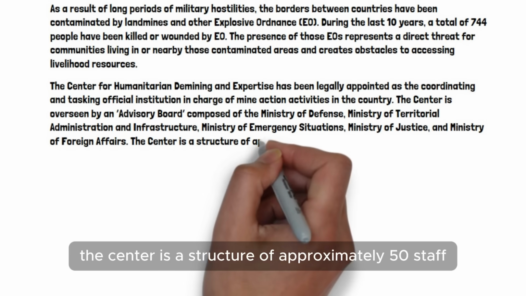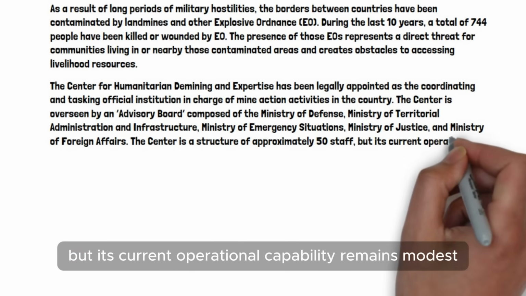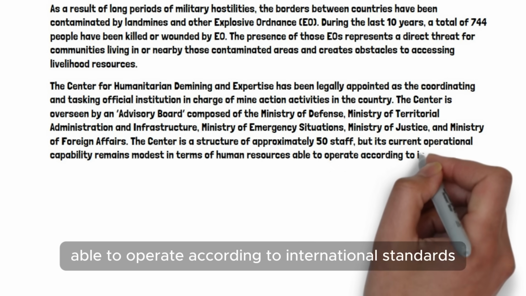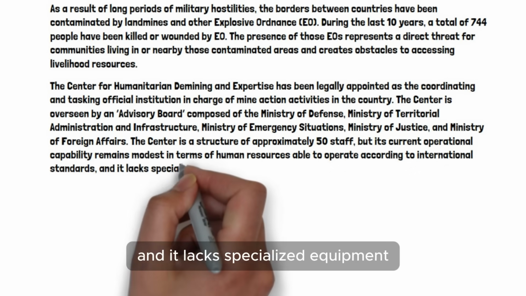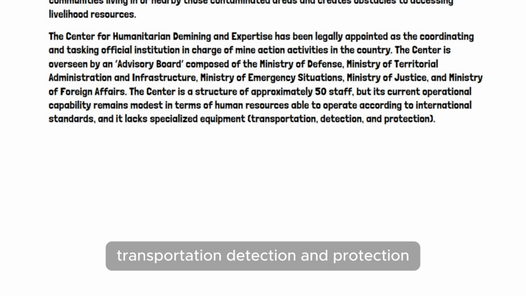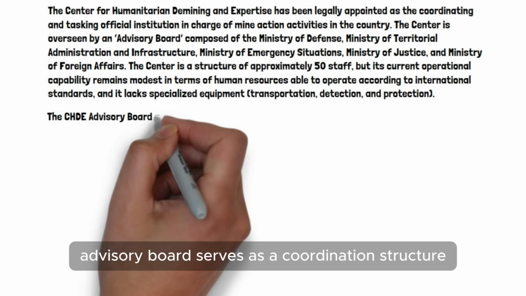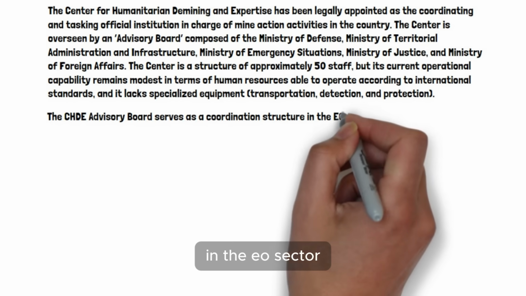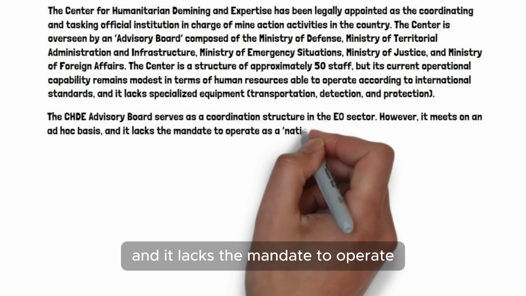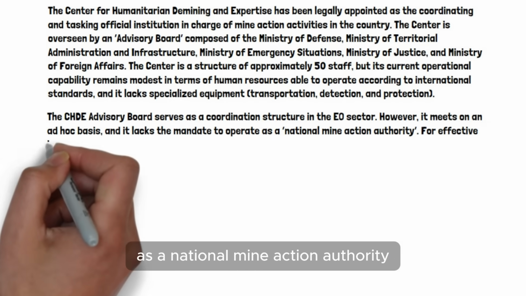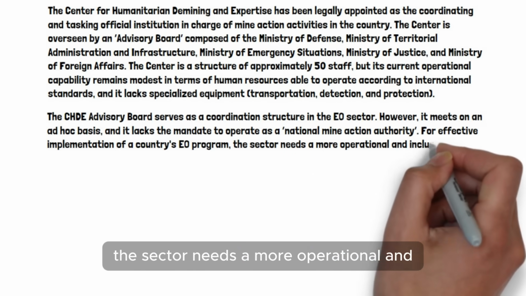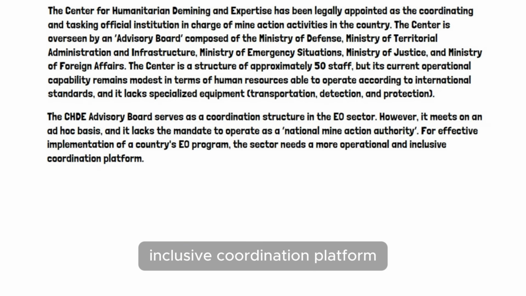The center is a structure of approximately 50 staff, but its current operational capability remains modest in terms of human resources able to operate according to international standards, and it lacks specialized equipment, transportation, detection, and protection. The CHD Advisory Board serves as a coordination structure in the EO sector. However, it meets on an ad hoc basis, and it lacks the mandate to operate as a national mine action authority. For effective implementation of a country's EO program, the sector needs a more operational and inclusive coordination platform.